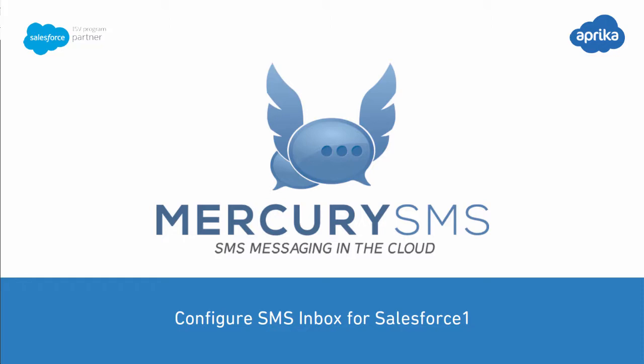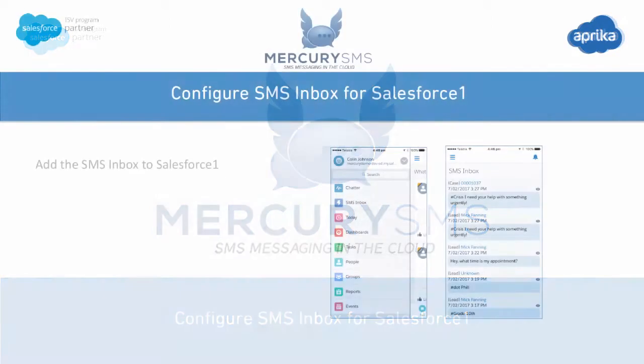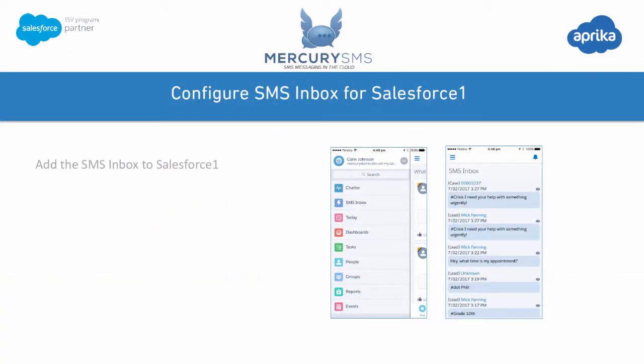You can also provide access to the SMS inbox from the Salesforce One mobile app. You can make it available directly from the menu and access the core feature as shown earlier in the demo. If you would like to have the SMS inbox available from your Salesforce One mobile app, it's a simple case of adding it to your navigation menu. Let's jump in and do that now.